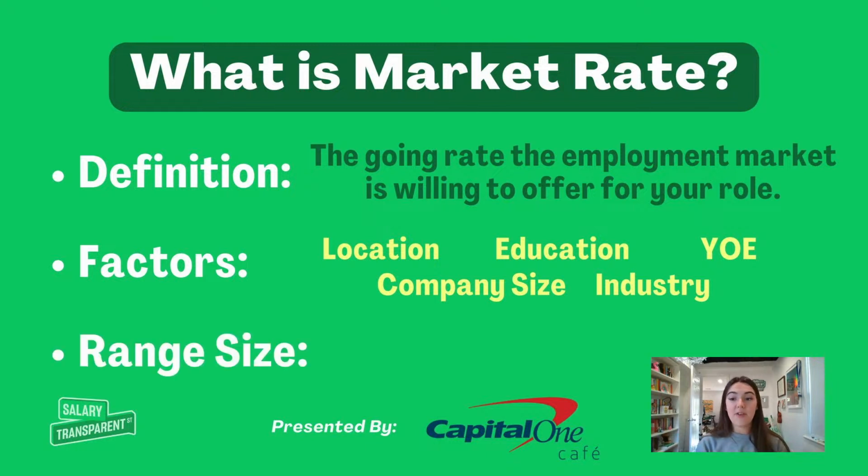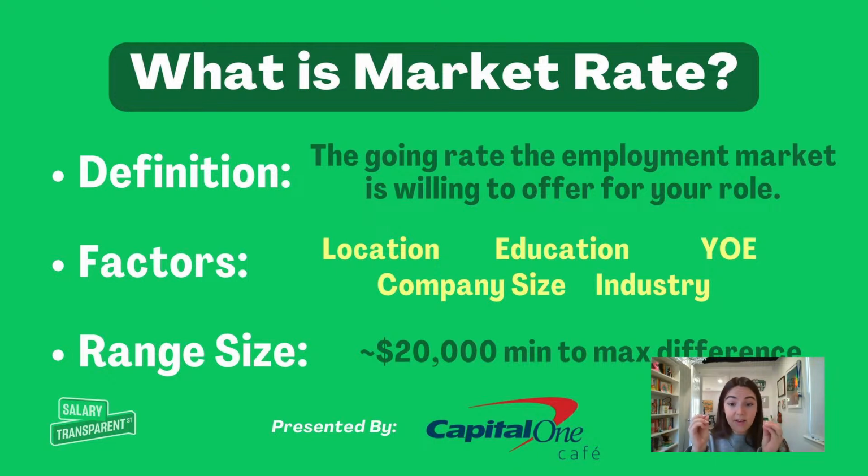The other thing that people often ask me is range size. How much should I be estimating that I'm worth? And how do I determine that? I always say when you're looking at your range size, your market rate should be a min to max with no more than a $20,000 difference from that min to max. A perfect example of this is my market rate as a data analyst was $100,000 to $120,000. That was my min to max, not 125, not 130, $20,000 difference.